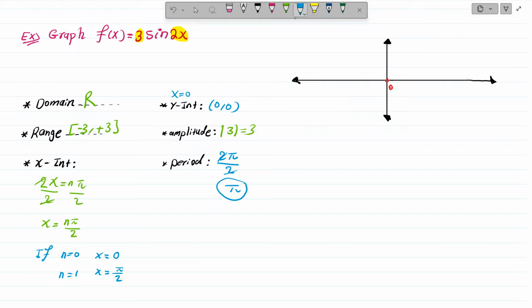So we can pick one more number when n equals 2, so x equals 2 pi divided by 2, so x equals pi. So pi is going to be the one period for this graph. Our x-intercepts, we can plug these values on the x-axis. We have 0, I already wrote 0. Then let's write down the other one.